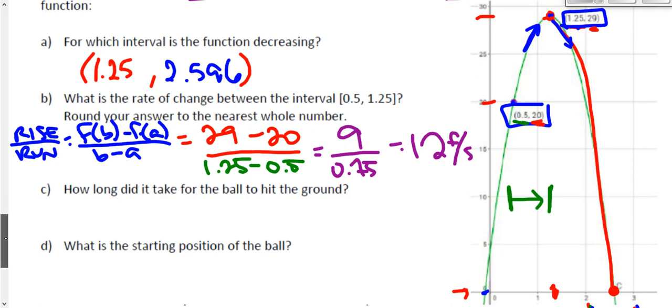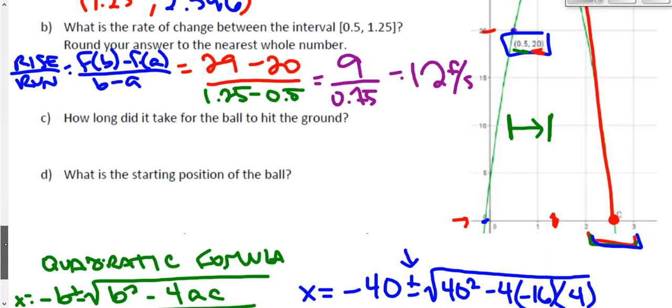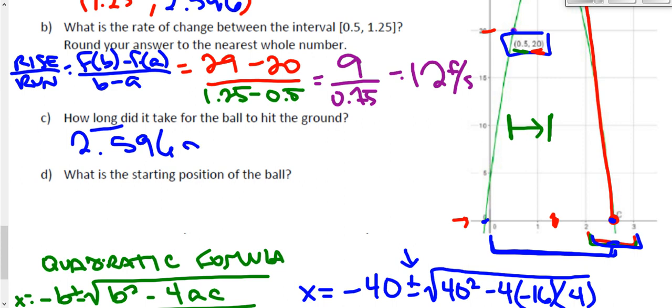All right. Awesome. How long did it take for the ball to hit the ground? We're measuring time. Time is my x-axis, so I'm looking for how long from its starting point did it take to hit the ground. We actually already solved for that value. That's that x value we found, 2.596, and we can measure how long. That was seconds, so 2.596 seconds.